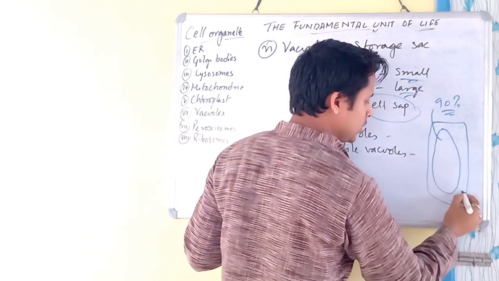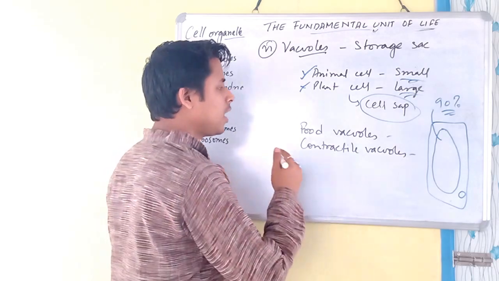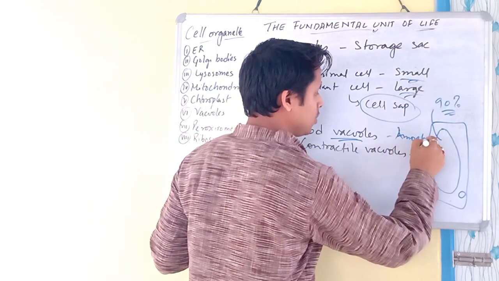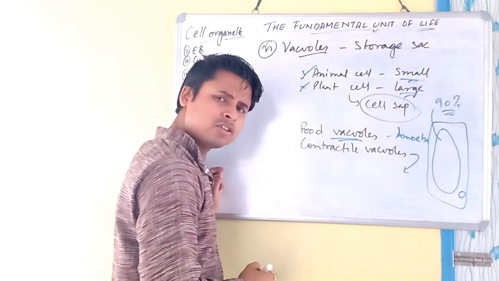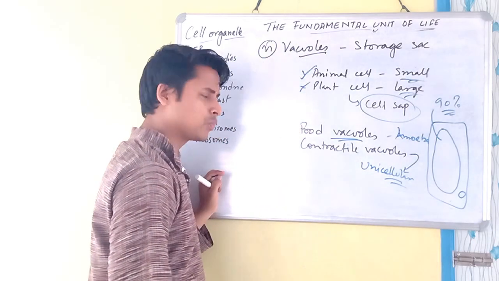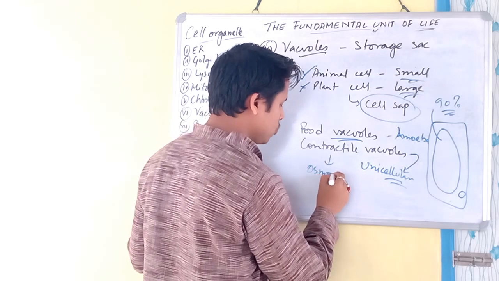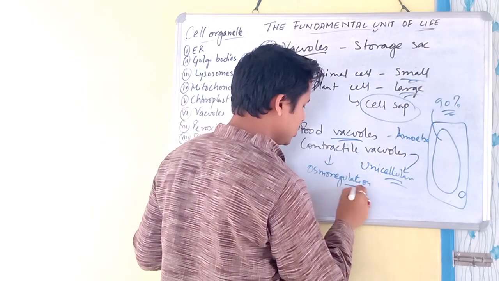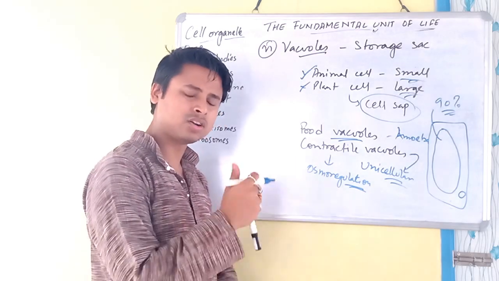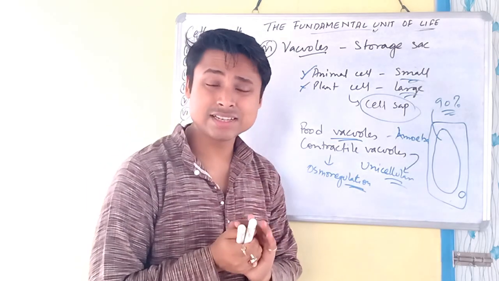Because of this, what happens? The nucleus goes to the periphery. There are some food vacuoles also found. These food vacuoles we generally find in amoeba, and contractile vacuoles are also there. These contractile vacuoles are present in unicellular organisms. What is the role of contractile vacuoles? They contain mainly water. They help in osmoregulation, that is maintaining the water balance in the body of the unicellular organism, according to whether it needs water or not. That is osmoregulation.